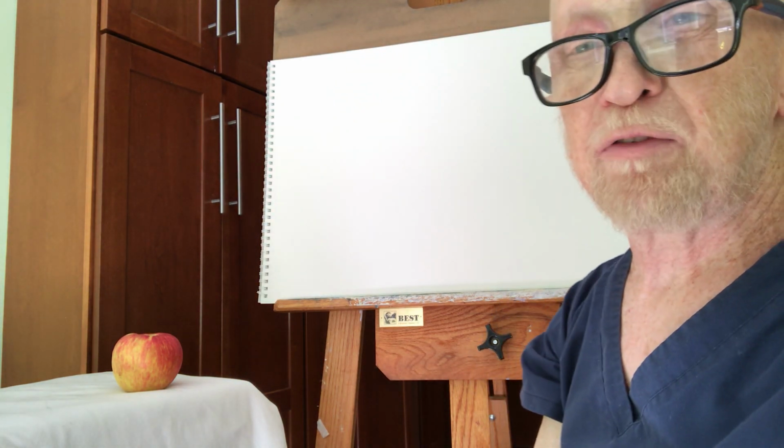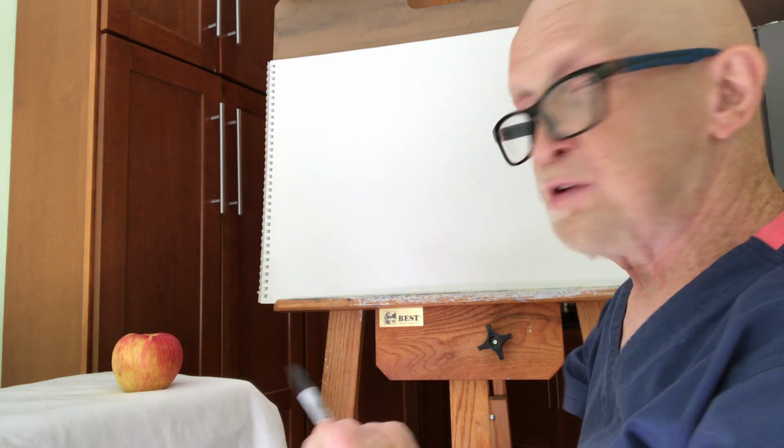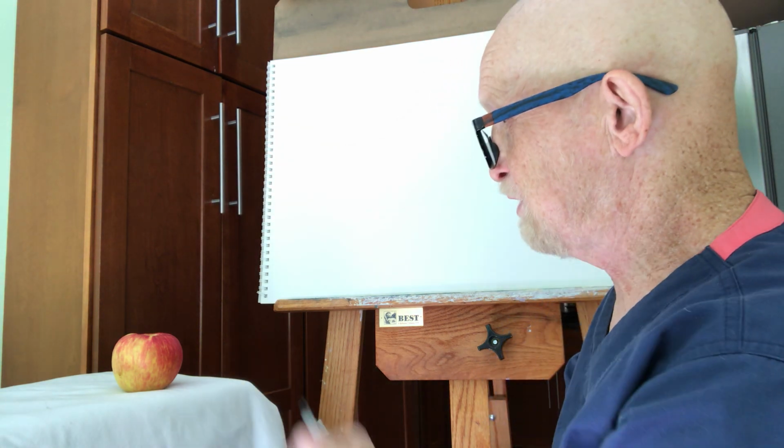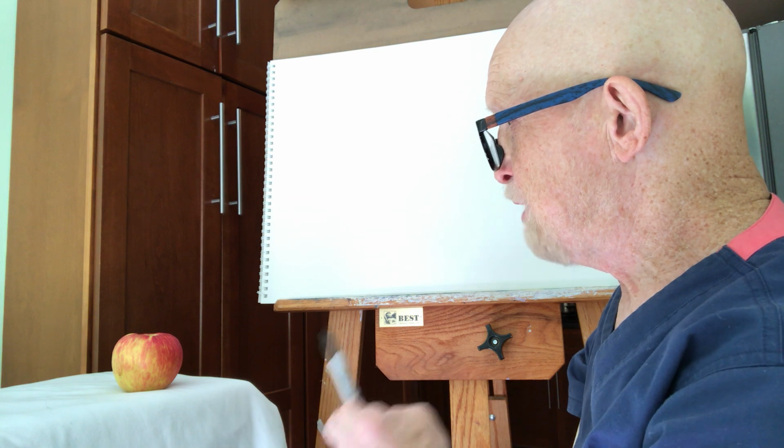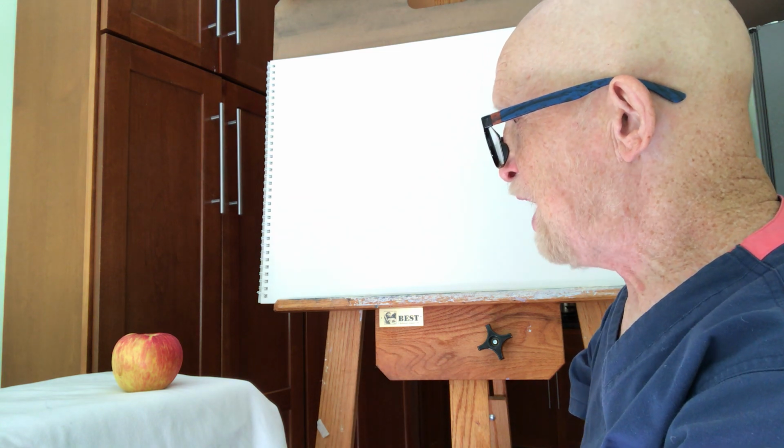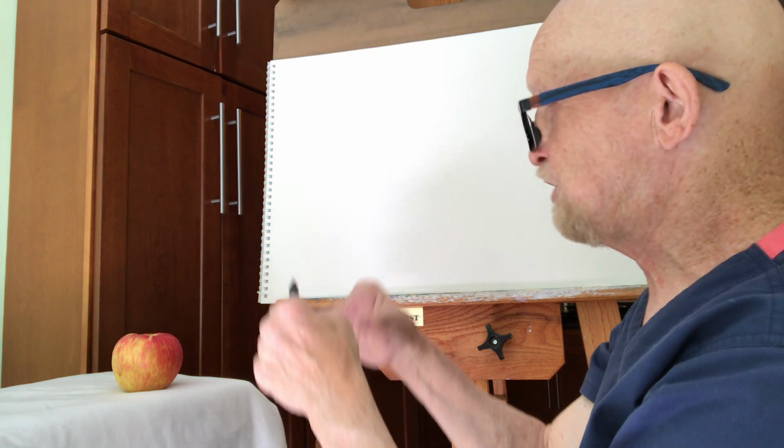All right, welcome to Drawing 1, and this is our first assignment, which is to draw an object. So I've selected a simple object, an apple. What I'm going to do to start with is use a line to describe the shape of that apple, or its contour.